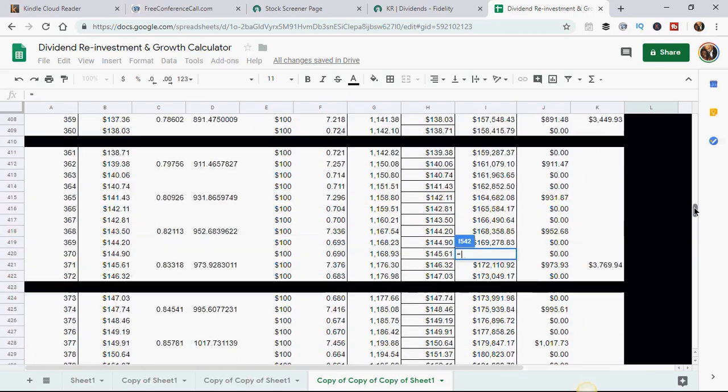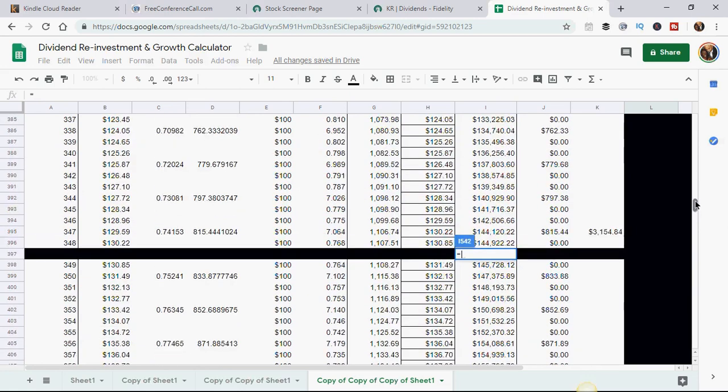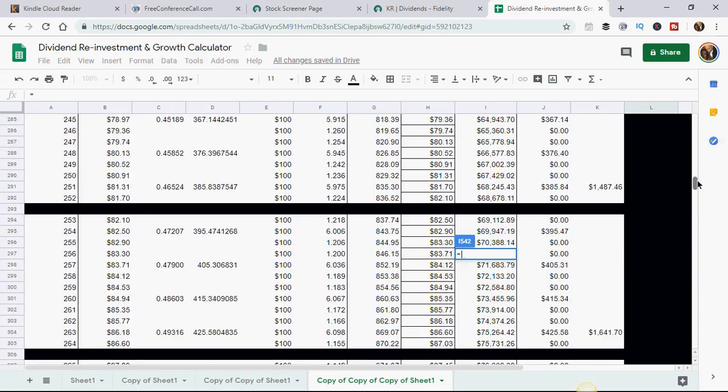So if you just did $500 and added $100 a month, you have over $500,000.